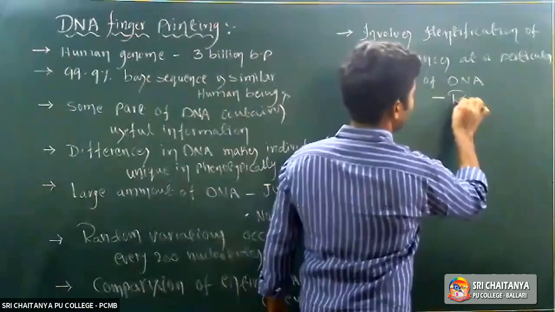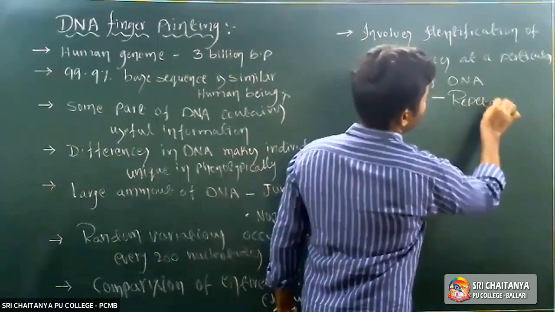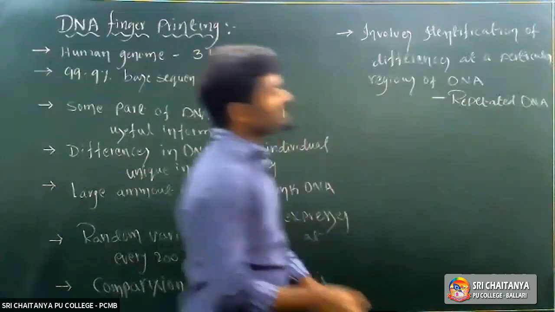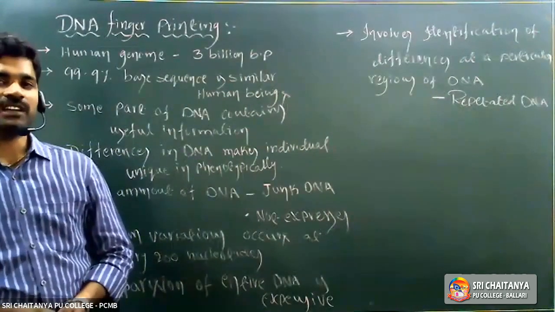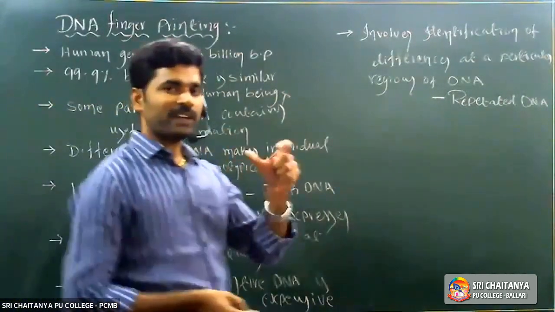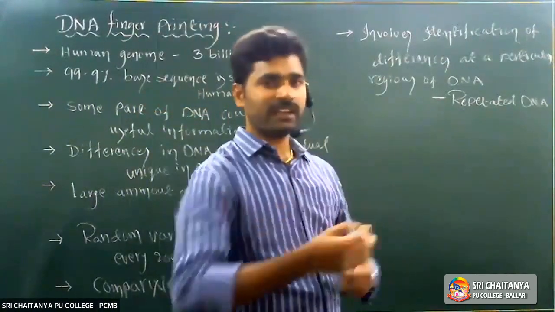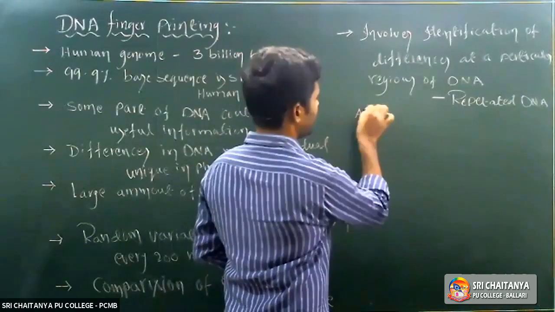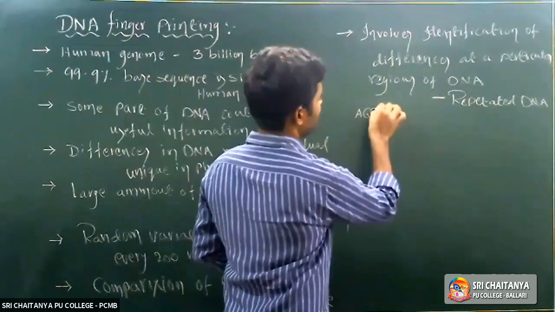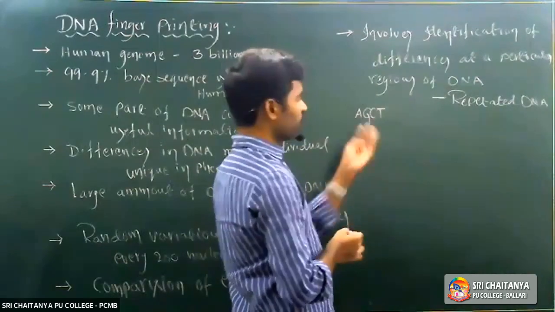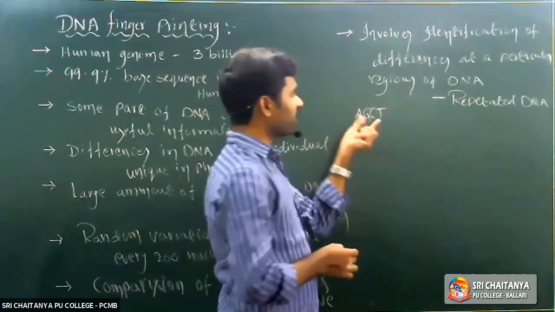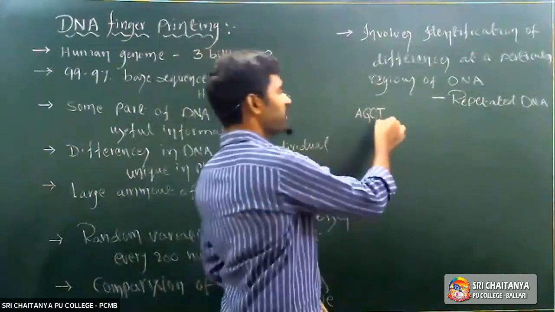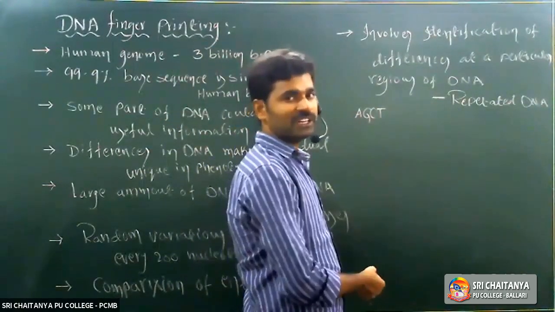So we call it repeated DNA. So what is the repeated DNA? Repeated DNA is nothing but tandem repeats that repeat again and again in genetic material DNA. For example, you can take A, Z, C, T. These are 4 nucleotides, right? That 4-nucleotide segment is considered a tandem repeat, and it repeats again and again in genetic material DNA.